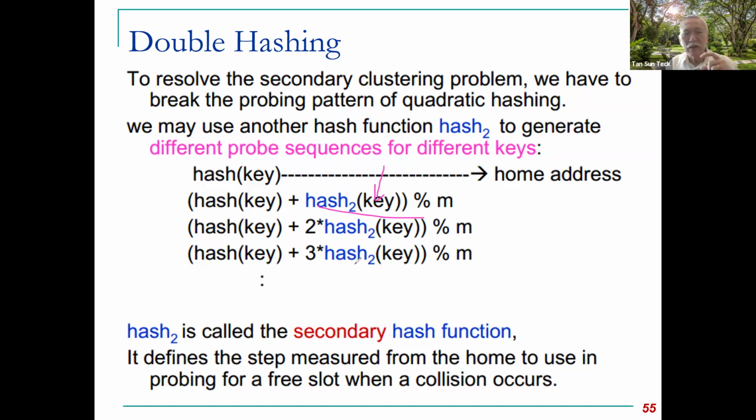And then if after the first probe you go to the second probe and it is still occupied, you just multiply the hash value produced by the secondary hash function by 2, by 3, and so on. Why is this not going to be clustered? Because different keys going into the secondary hash function would produce different results, so the jump does not follow the same path. We say that hash2 is called the secondary hash function, and it defines the step size from the home address used in probing for a free slot when a collision occurs.